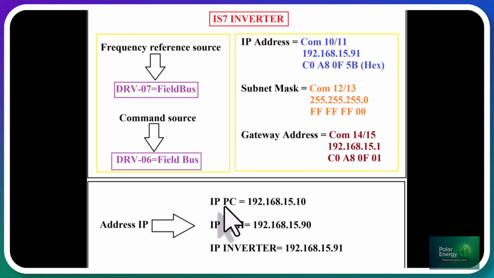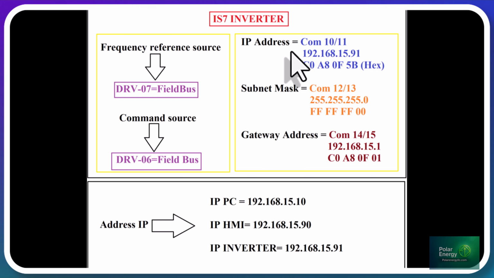I need to set an IP for my PC as well, because I want to upload the program to the HMI through the Ethernet port. So, the net ID of my system, meaning my PC or laptop, needs to be the same as my HMI. So, I set the PC's IP to 192.168.15.10, and I set the inverter's IP to 192.168.15.91. But where do you set the IP for the IS7 device?